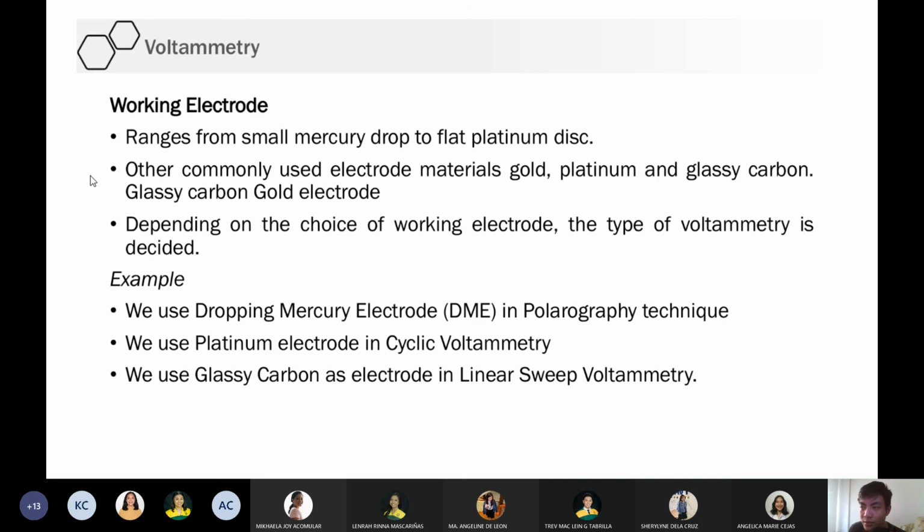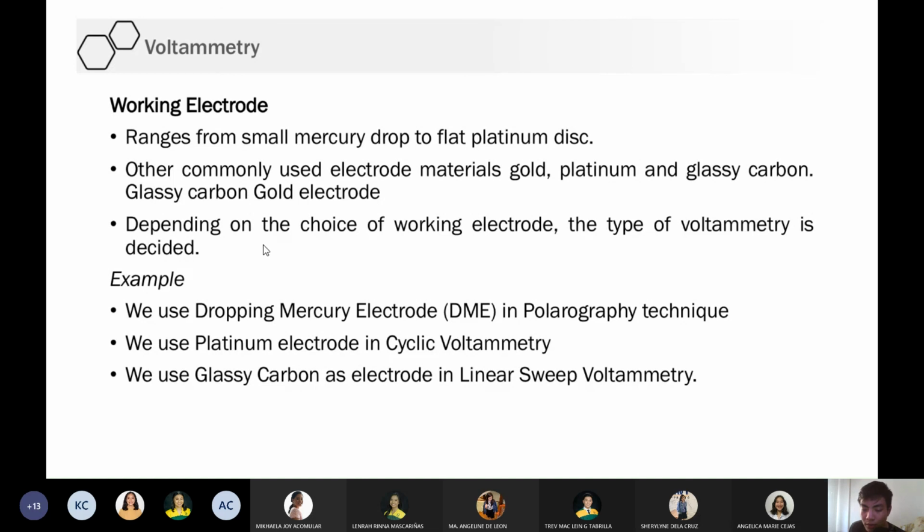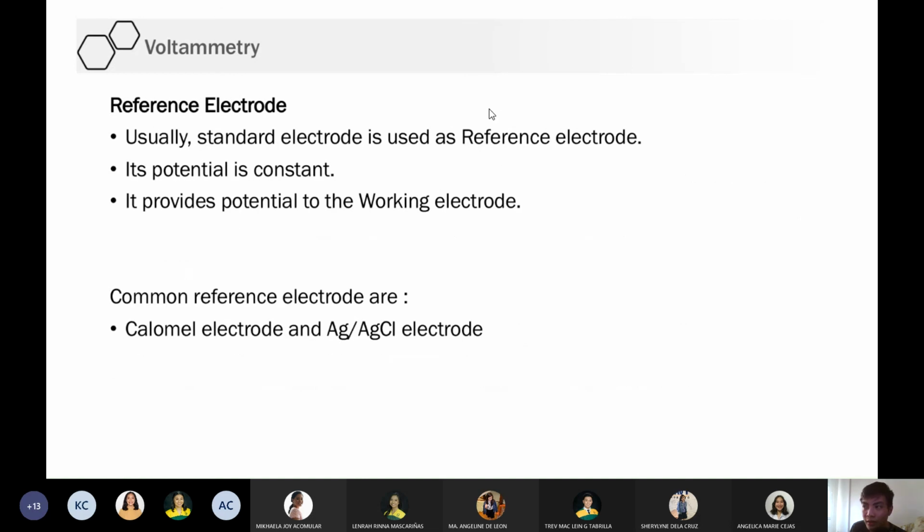Okay, so yun yung ginagamit sa working electrode. So ito yung pinag-change ng current pati ng voltage. Reference, ito nga reference siya. So fix yung kanyang potential. Okay, so the common here is the calomel and the Ag/AgCl. Hindi ginagamit yung SHE dito.